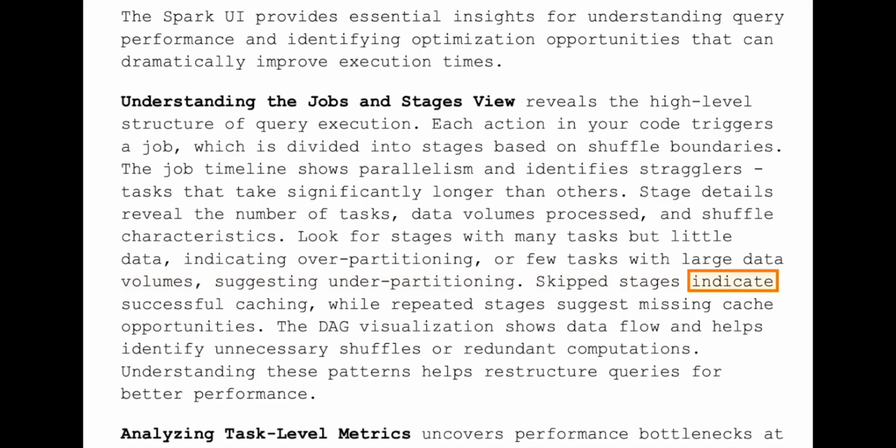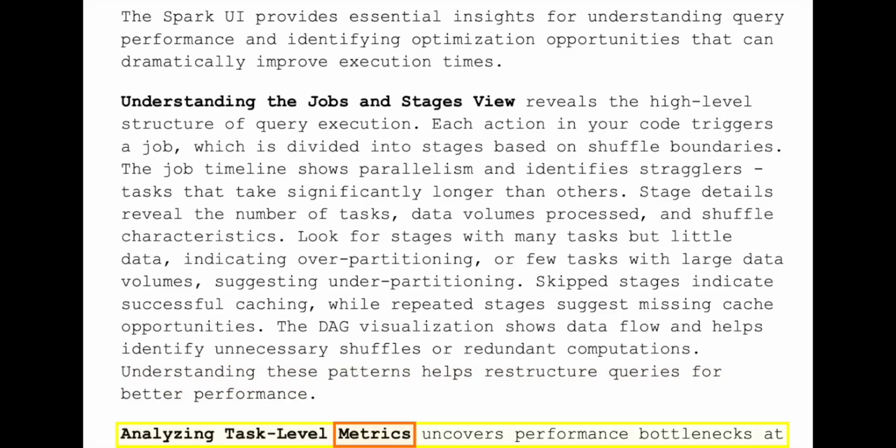Skipped stages indicate successful caching, while repeated stages suggest missing cache opportunities. The DAG visualization shows data flow and helps identify unnecessary shuffles or redundant computations. Understanding these patterns helps restructure queries for better performance.